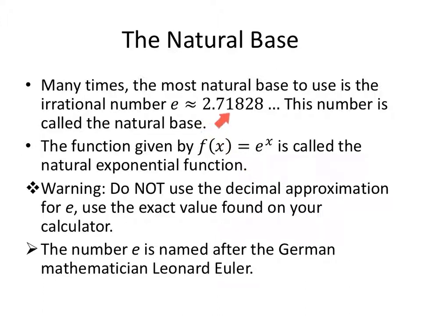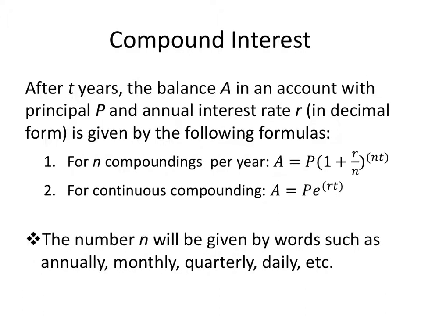Never use the decimal approximation or a simplified version of the decimal approximation. Always use the exact value of e on your calculator, which you can find generally as a second function of the ln button, the natural log. Alright, so f of x equals e to the x. We're going to use this for some finance formulas.